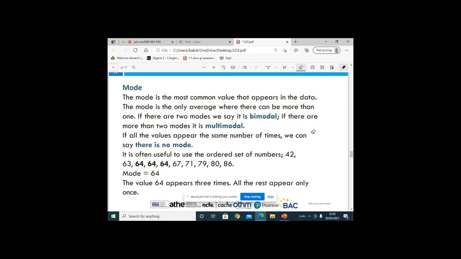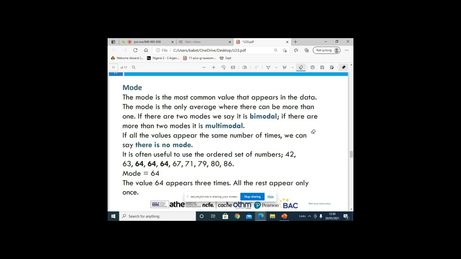Now look at the data we'll be looking at. Which one do you think is the mode? 64 occurs how many times? 3 times. That is the mode, because it occurs the most. So the mode is 64.